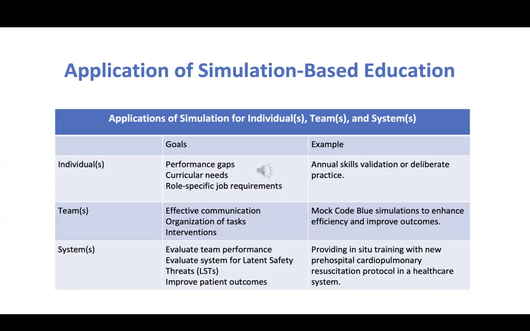Scenarios directed at teams speak to the performance of multiple team members coordinating care for a shared goal. Effective communication and organization of tasks or complex ideas and interventions are factors that define high-functioning teams. One example would be simulation creating the opportunity to practice hemorrhage response by allowing teams from blood bank, PACU, and anesthesia to train together. Applying simulation at the system level can evaluate and improve patient outcomes throughout an organization.